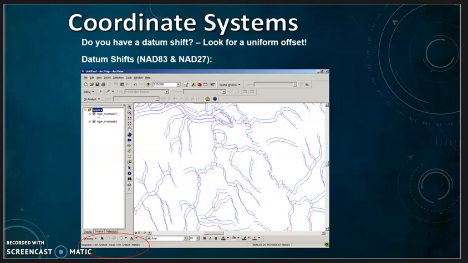So let's just go ahead and look at a couple of different coordinate systems laid on top of each other. So here we can tell that we do have a datum shift. So you can look for uniform offset. So here we have displayed NAD 83. It looks like a rivers layer of NAD 83 and NAD 27. And so you could see the same shape, but they're lined up a little bit differently because they're based off of different datums or geographic coordinate systems.